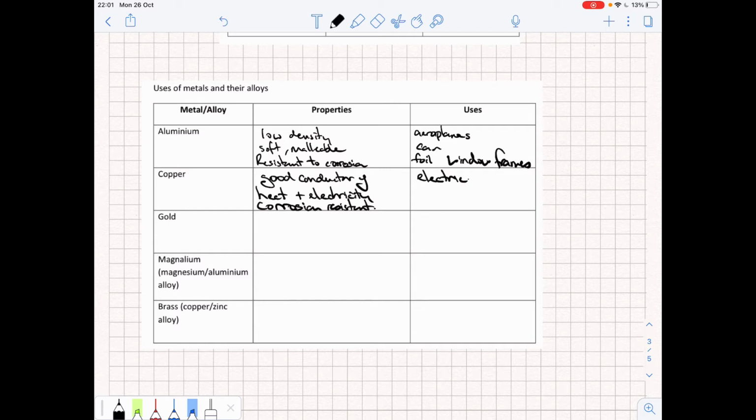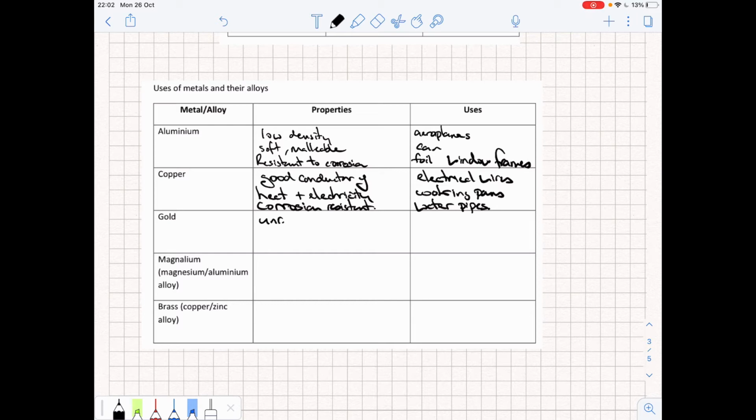It's going to be used in electrical wires. We've already seen in one of the early videos that things like cooking pans, because it's a good conductor of heat, and we also use it in plumbing to carry water because it's not going to corrode and react with the water. Next on our list is gold.